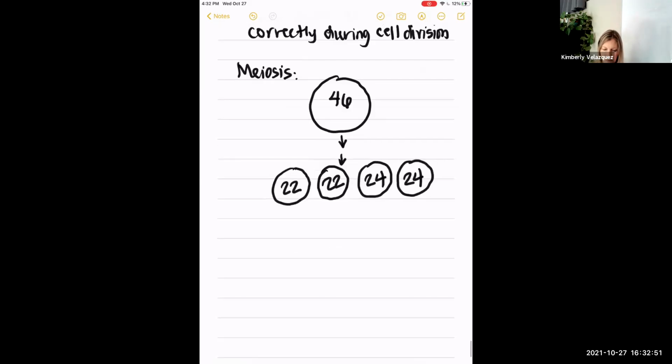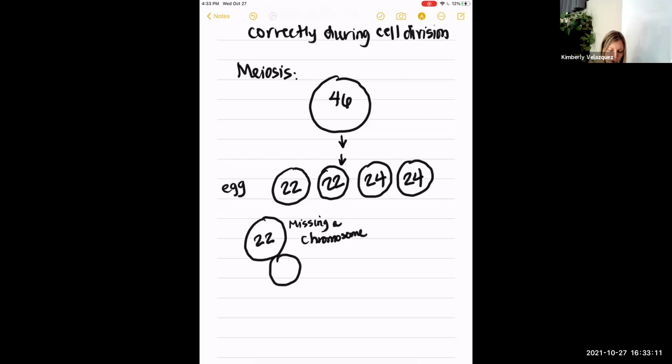Here's the problem. Let's say this is an egg, and it has 22 chromosomes. It's missing a chromosome. And it's fertilized by a sperm with 23. That's going to lead to a zygote with only 45. So that zygote is missing a chromosome.